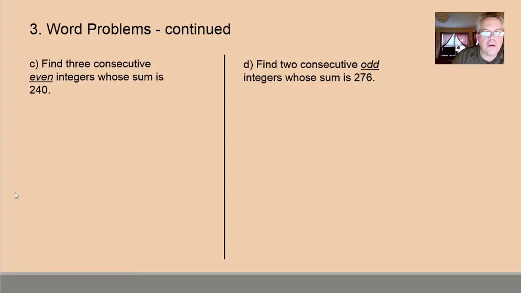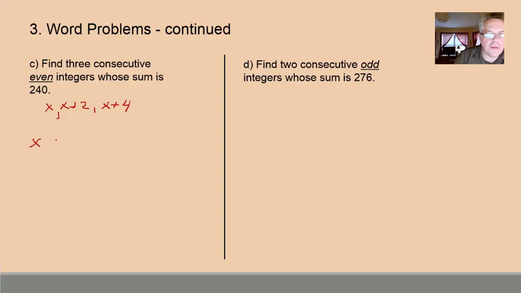Okay, the next one involves three consecutive even integers. So this is just about knowing how to set it up. The first even integer, again, I'm going to let be x. But the second one is not x plus 1, it's x plus 2. So for instance, if you have an even integer like 10, the next one is 12. It's 2 more than 10. And then the third one would be x plus 4. So maybe it's 10, 12, 14, or 20, 22, 24. Anyway, so the sum is 240.